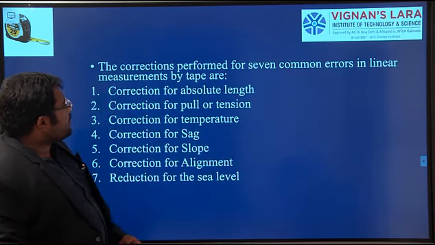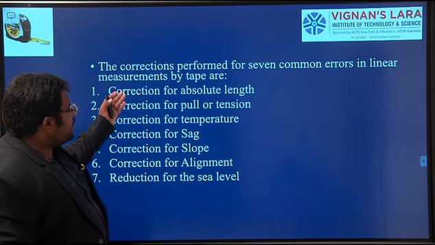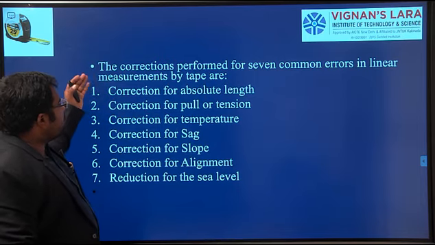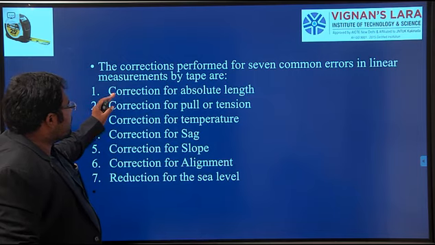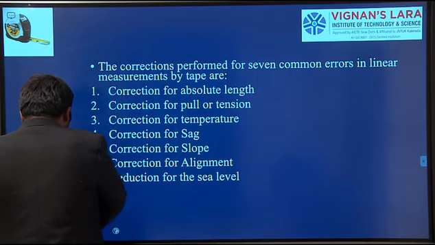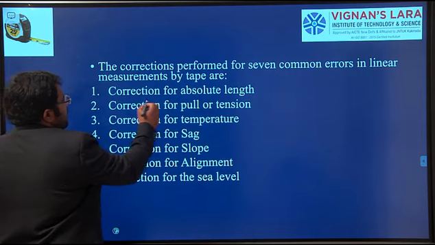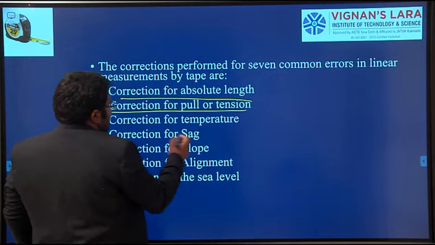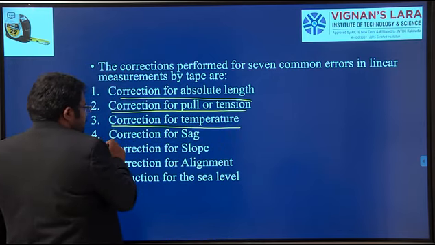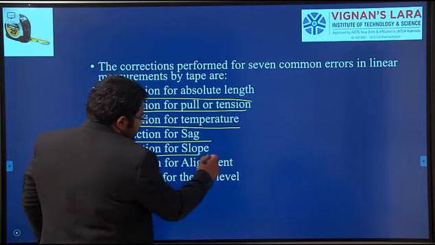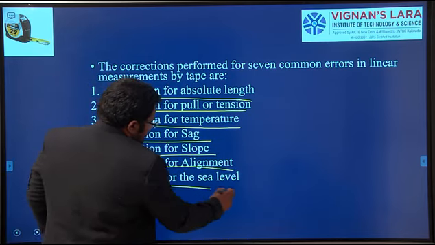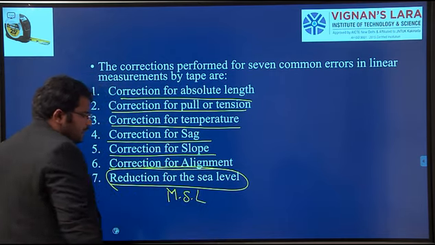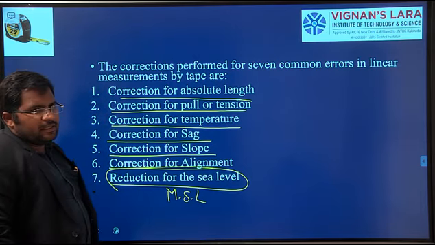So now in chaining, we have the tape. For that tape we will encounter some errors while doing the measurements, because of the absolute length. If there is any change in the length, expansion and contraction, then we will have pull or tension. We have correction for temperature, correction for sag, correction for slope, correction for alignment, and correction for MSL, mean sea level. We will come across what MSL means in the leveling unit.